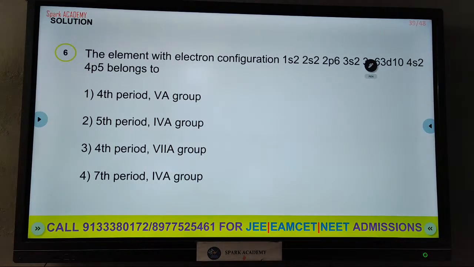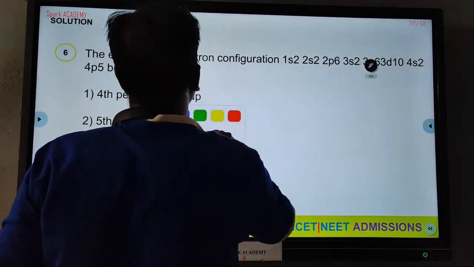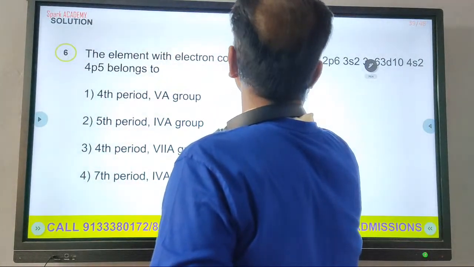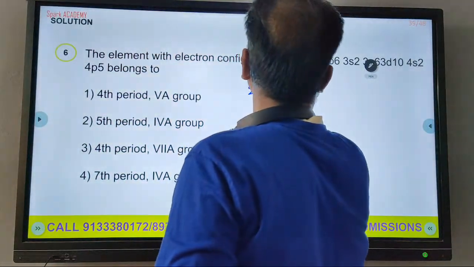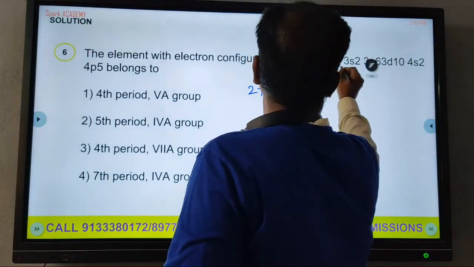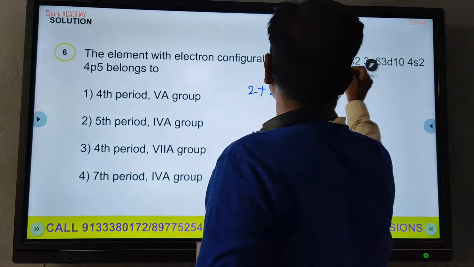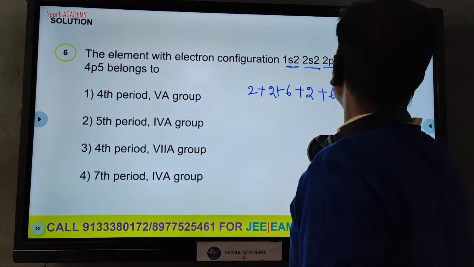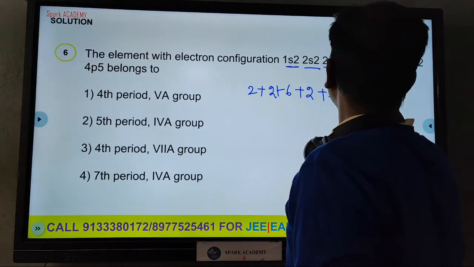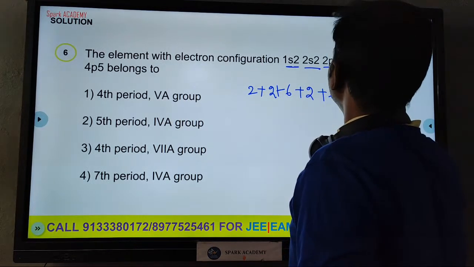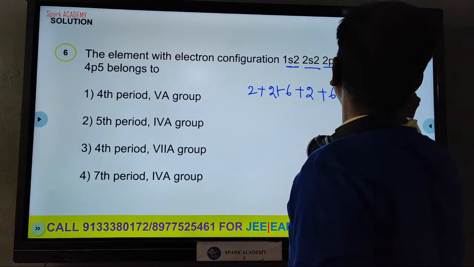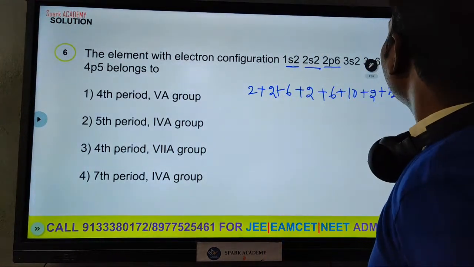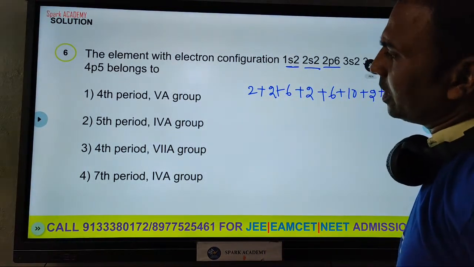So the electronic configuration is given. In that we take 1s2, 2 electrons; 2s2, 2 electrons; plus 2p6, 6 electrons; 3s2, 2 electrons; 3p6, 6 electrons; 3d10, 10 electrons; 4s2, 2 electrons; 4p5, 5 electrons. Yes, clear. The last is 4p5.